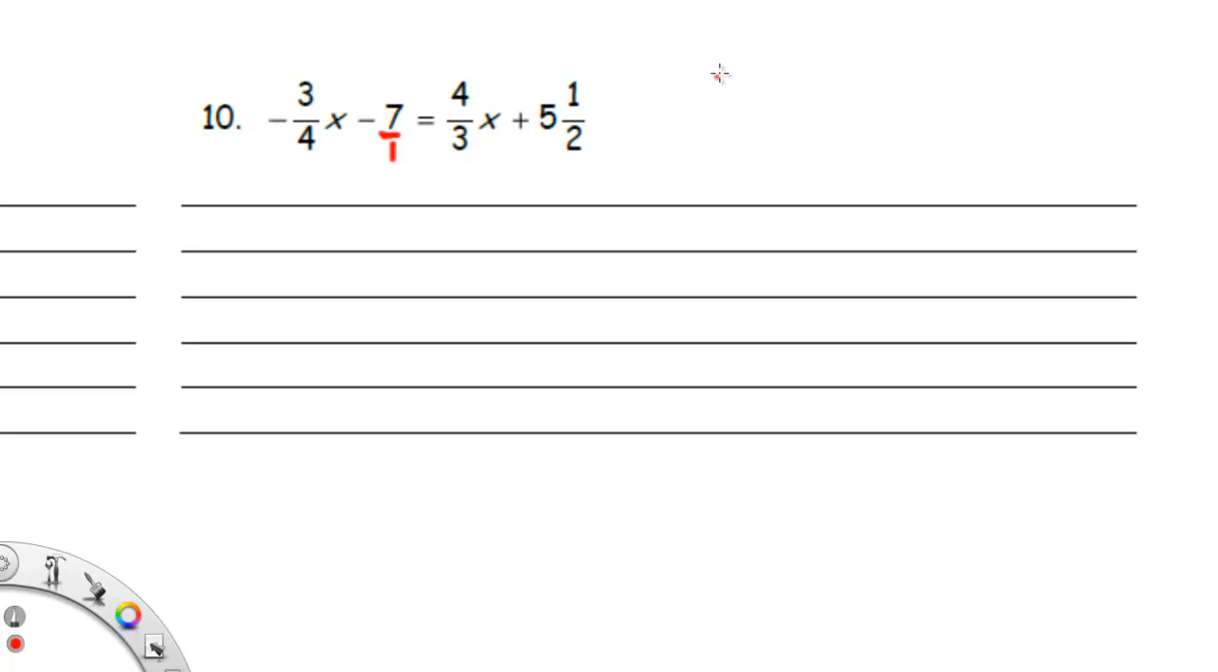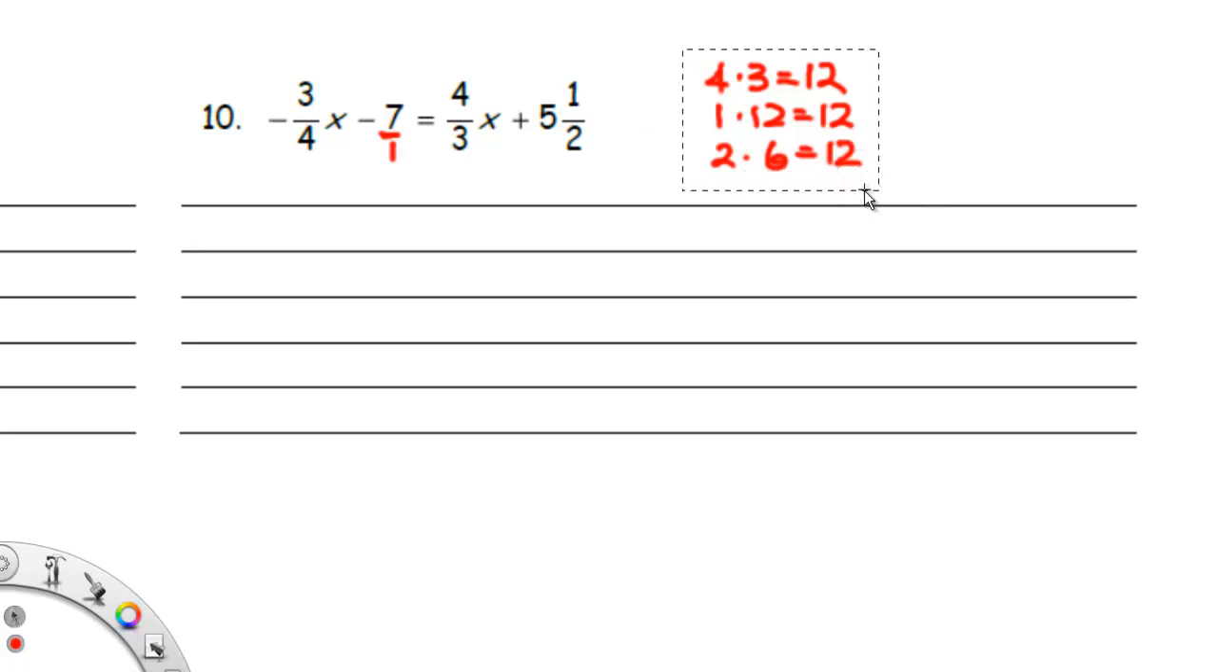So if I take a look at all this, I've got 4 times 3 equals 12. I know that 1 times 12 will give me a 12, and then I also know that 2 times 6 will give me a 12. So what I'm going to use for my denominator, I'm going to rewrite each one of these terms, and I'm going to use a 12 as the denominator. So let me go ahead and erase this.